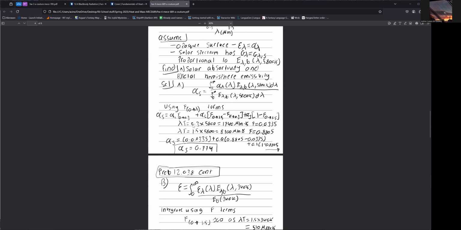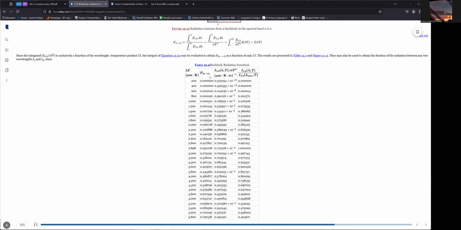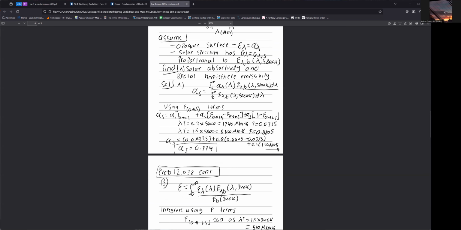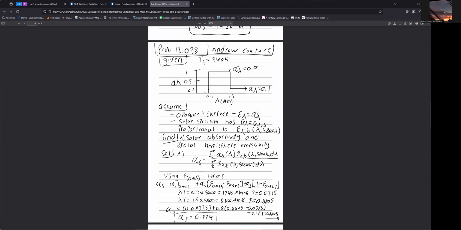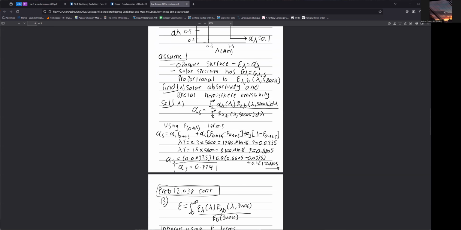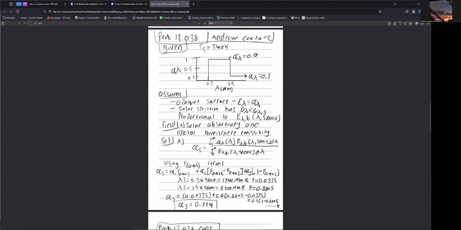So we have alpha 1 times the F value from this table, from 0 to 0.3, plus alpha 2, the value at this 0.9 here. Alpha 1 is 0. Alpha 2 times F from 0 to 1.5 minus F from 0 to 0.3, so we're just looking at this section. And then alpha 3 times 1 minus F of 0 to 1.5, so this entire section of the chart here.